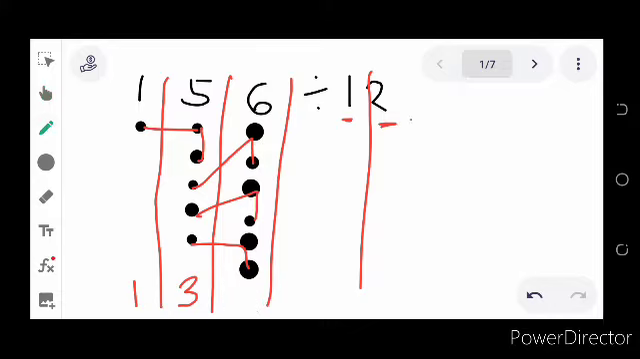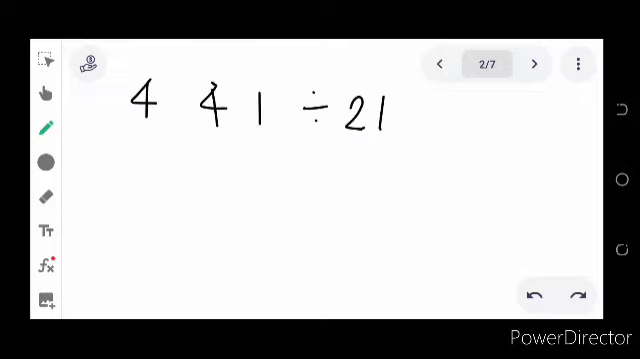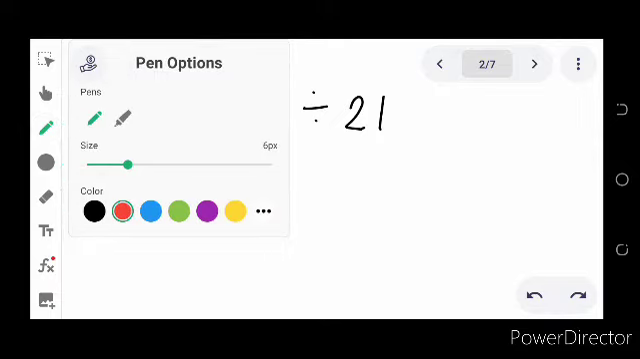Therefore, 156 divided by 12 simply gives you 13, because those are the digits that you are able to get after establishing the connections in each column. So that's the answer to the first example, 156 divided by 12, that gives you 13. Let us now proceed to our second example. That's 441 divided by 21.